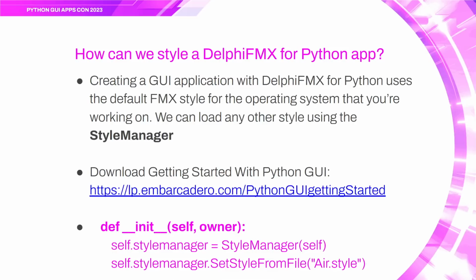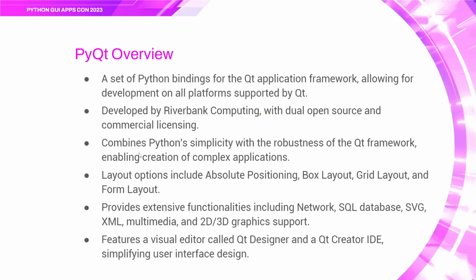And you can download this ebook here, which comes with the 15 different styles. So if you go to that URL, which is lp.embarcadero.com, Python GUI getting started, you can download the ebook, you can get the 15 different styles, and then it's as simple as adding the style manager here at the top, or right below the init, and you can load the style from a file. So let's move on to the next one.